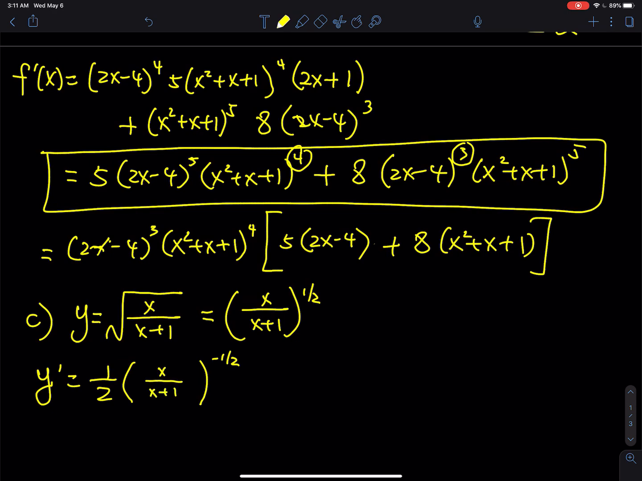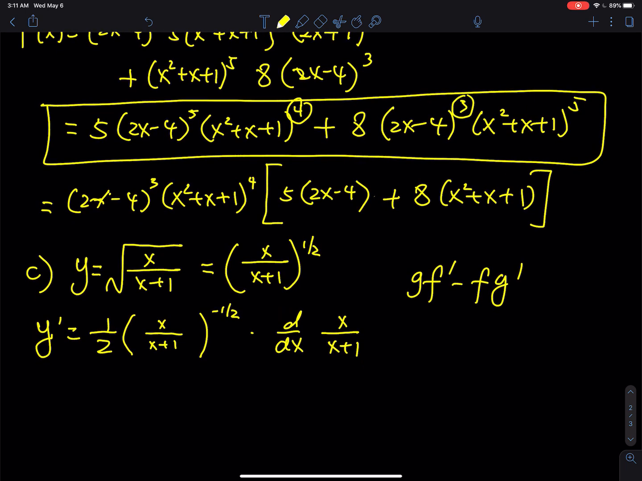And then you take the derivative of the inner piece, which is x divided by x plus 1. That requires a quotient rule. Quotient rule is gf prime minus fg prime. I will keep reminding you this, so when you do your homework, you don't need to go back to your formula sheet anymore. So y prime equals 1/2. In my class, I accept negative exponents, so I will just leave the negative exponent right there.